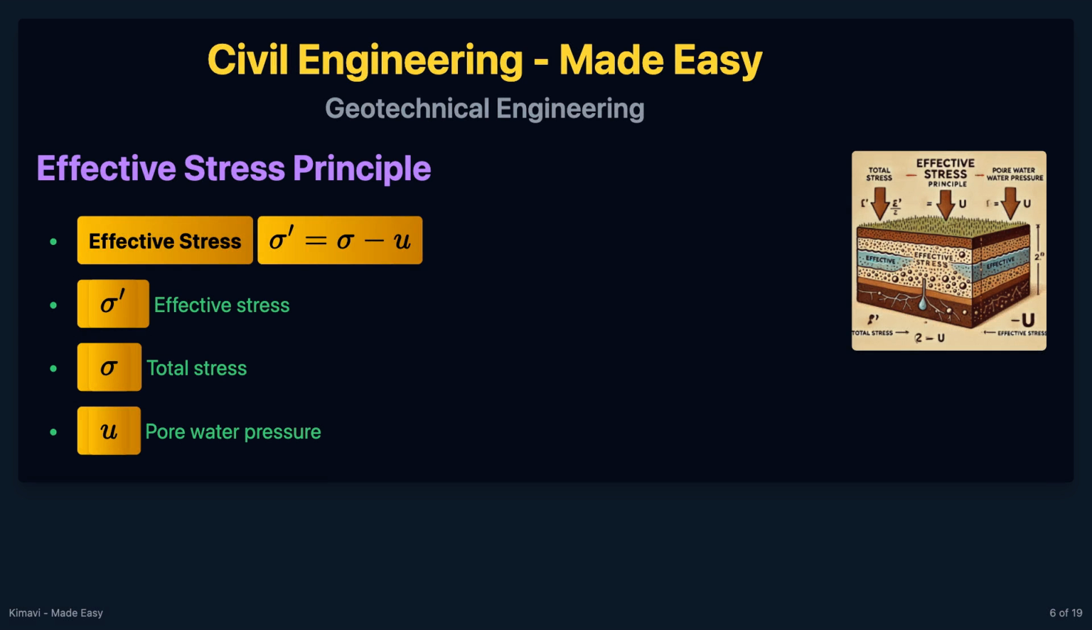The effective stress principle is fundamental in soil mechanics. It states that the strength and deformation of soil are controlled by the effective stress, which is the difference between the total stress and the pore water pressure. The formula is sigma prime equals sigma minus u, where sigma prime is the effective stress, sigma is the total stress, and u is the pore water pressure.